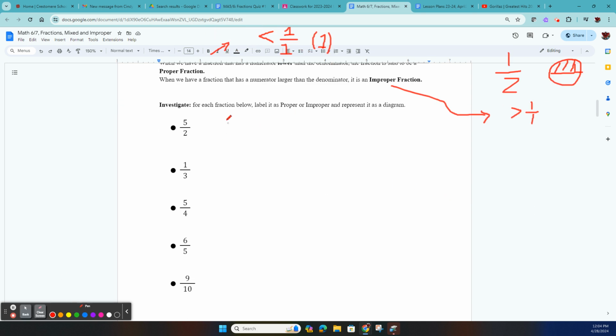And what does it ask us to do? Well, it says for each fraction below, label it as proper or improper and represent it as a diagram. I would like you to practice on that. Feel free to pause. I'm going to complete it in 3, 2, 1.